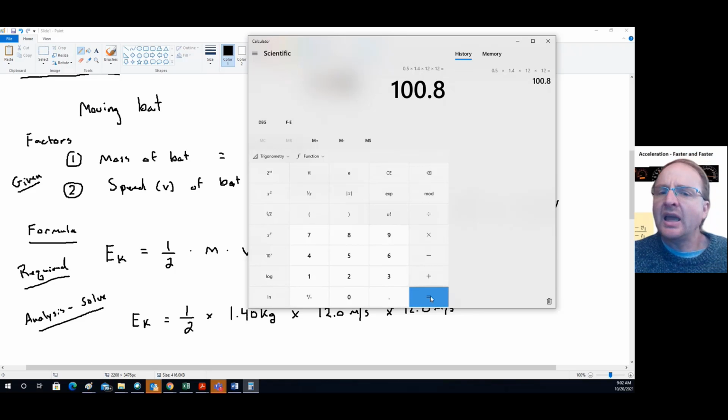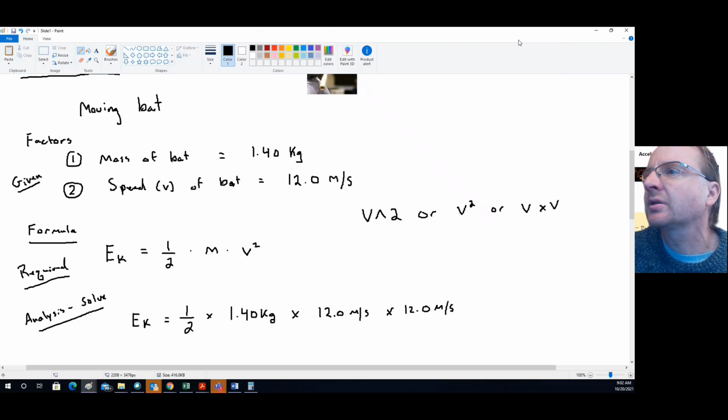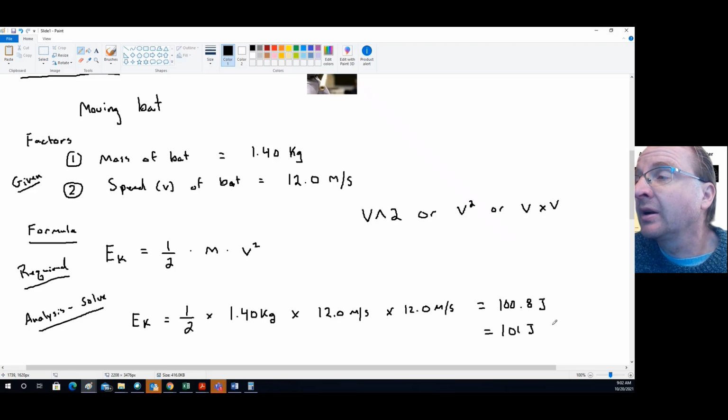Yeah, 100.8. Now, I don't think we have 4 significant digits, but let's put that out as our answer. Kinetic energy is expressed in joules, so 100.8 joules. But we only have 3 significant digits, 3 there, 3 there, so we stop at the third. It's either rounded down to 100 or rounded up to 101, and it looks like we rounded up. So 101 joules of energy in that bat.